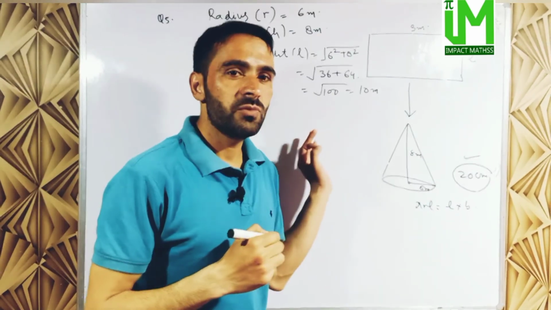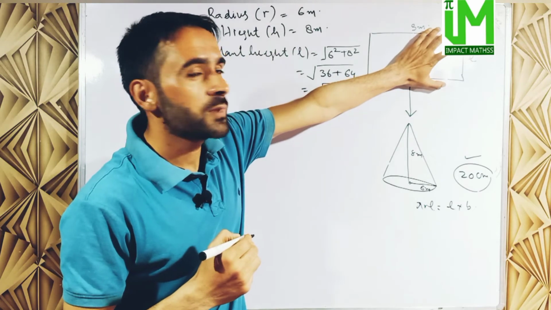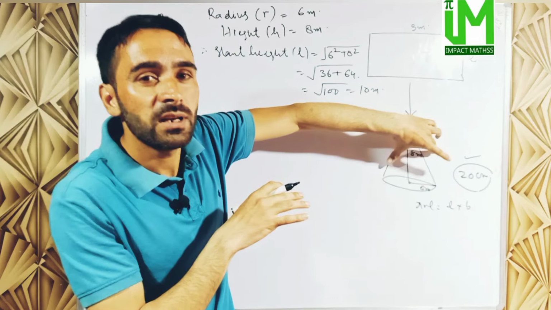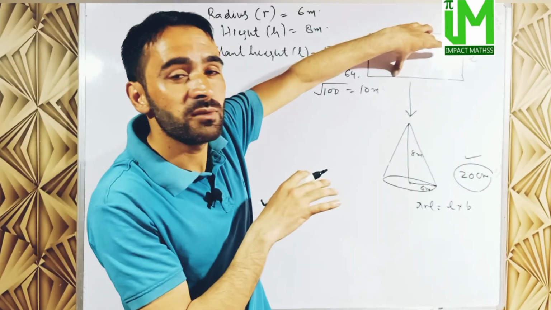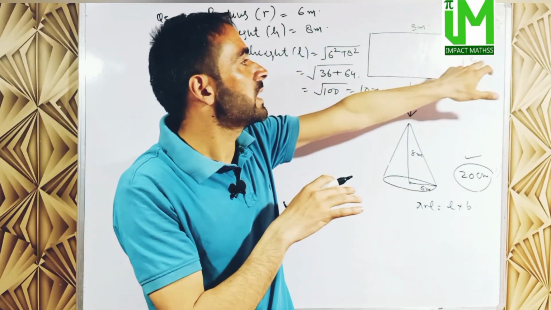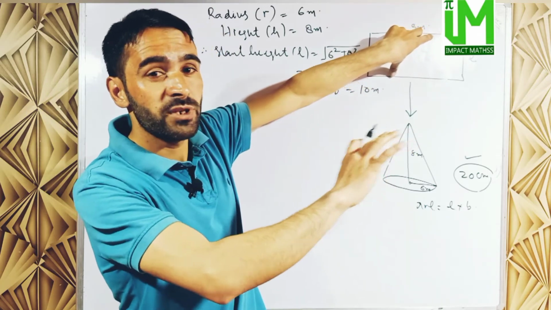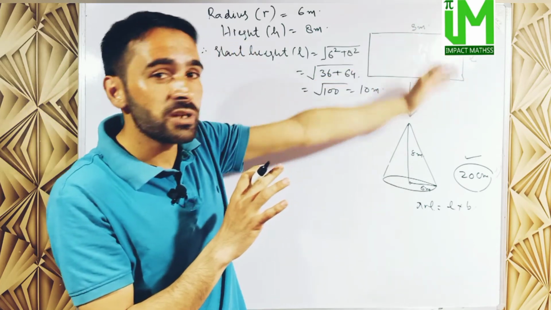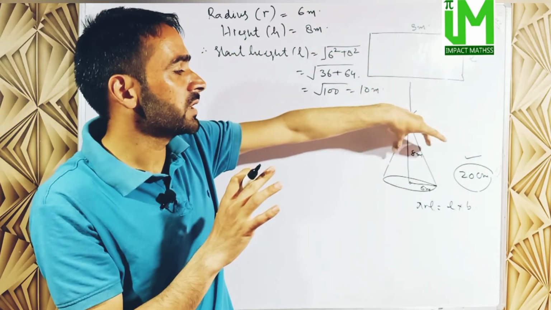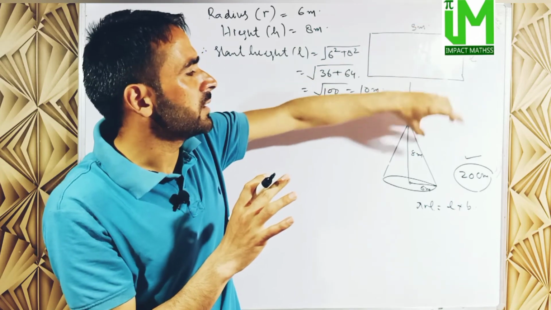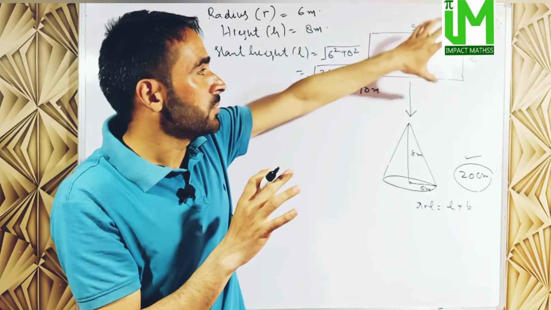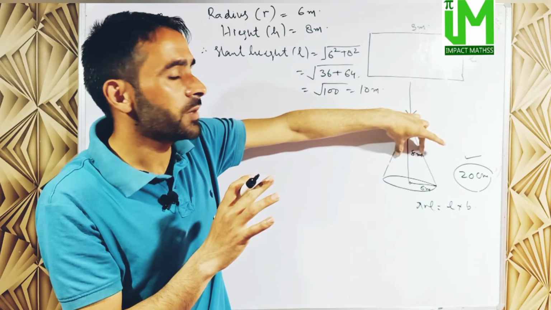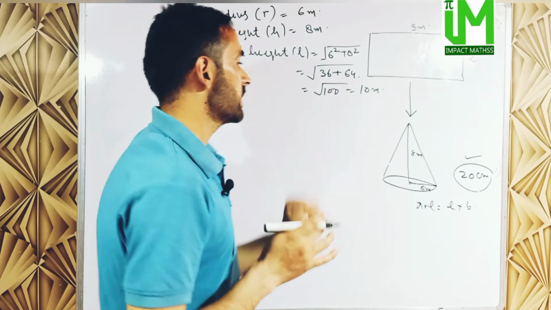So as per the given information, the tarpaulin material is used to make a conical tent. The material used will be its area. Area is equal to length into breadth, because the tarpaulin will be rectangular in shape. This area is equal to the area of the cone, the curved surface area, which will be pi RL.